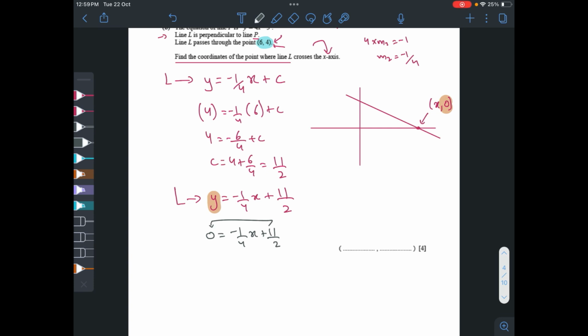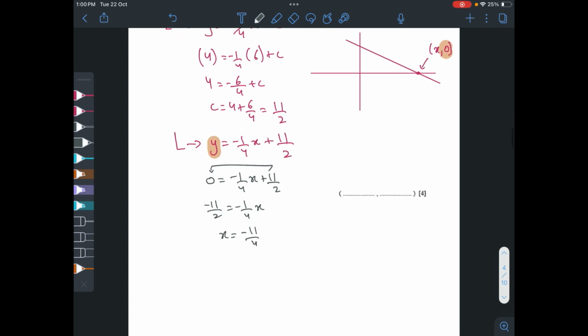Move the 11 over 2 to the other side. This becomes negative 11 over 2 equals negative 1 over 4 x. Now, in order to find x, you simply divide negative 11 over 2 by negative 1 over 4. Sorry, my bad, this is 11 over 2. When you divide it, negative 11 over 2 times negative 4 over 1. Simplify it. This is 1, this is 2. That gives me 22. So the coordinates are going to be (22, 0).